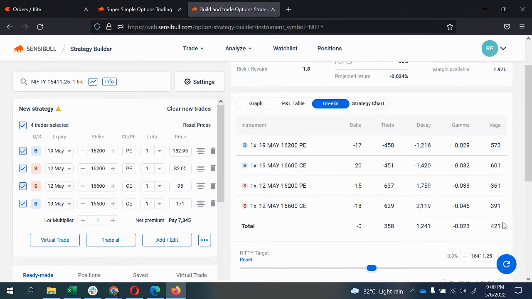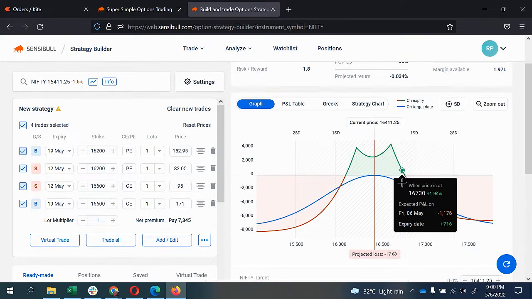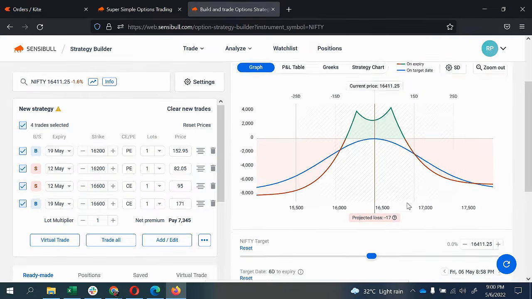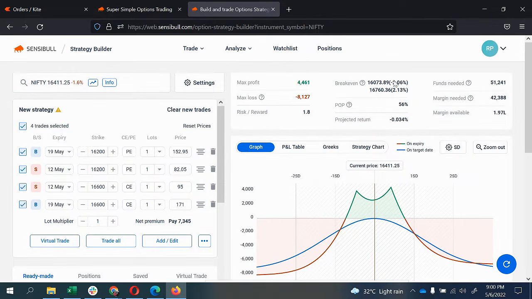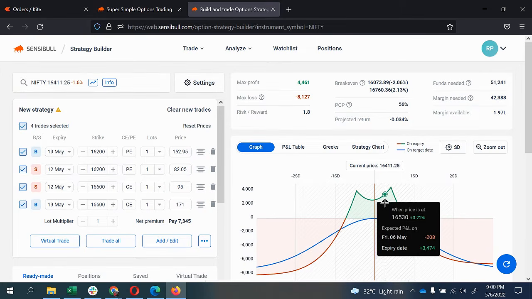See the Vega. Vega is 421. We want VIX to go up. We want VIX to go up. If not, we will end up in loss. So Vega is 421, and even the theta is more or less balanced. But let me take you to the graph now. Okay, now check the range. You have 2%, 2%. See the beauty. What will happen if the VIX keeps going up?